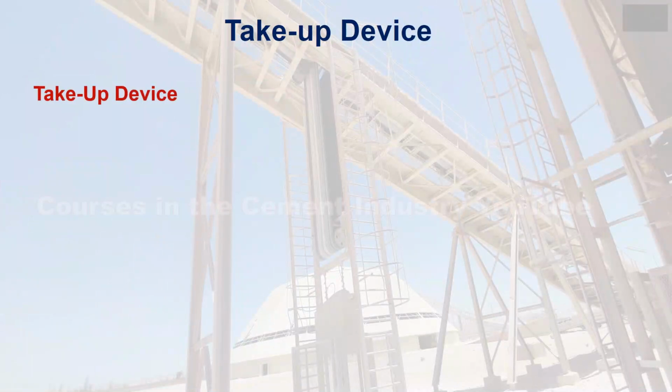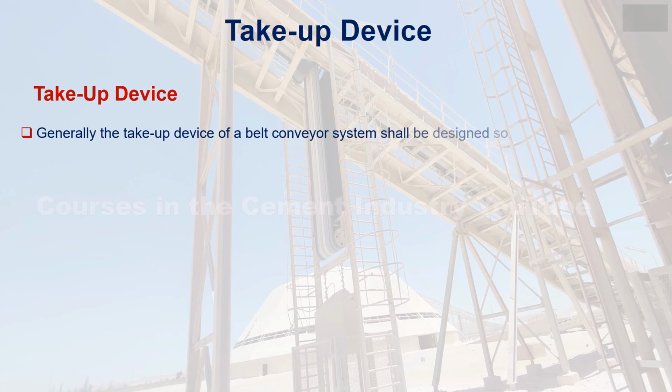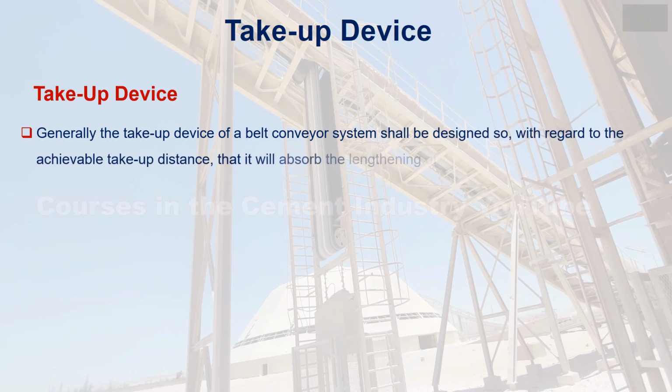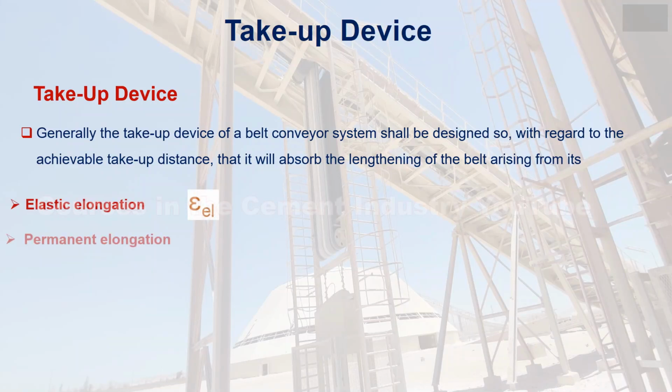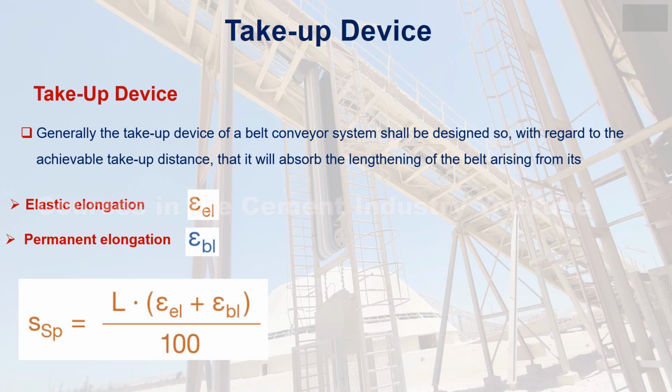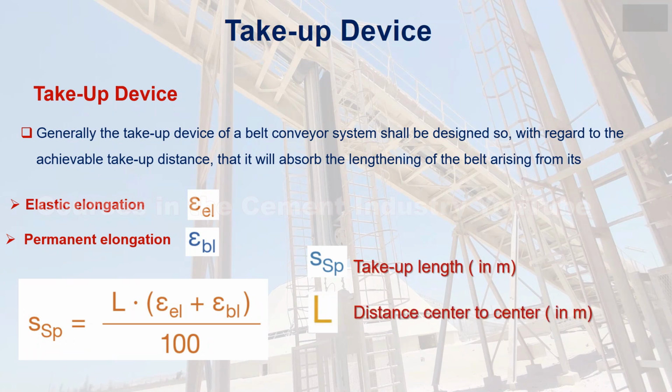Take-up device. Generally the take-up device of a belt conveyor system shall be designed so, with regard to the achievable take-up distance, that it will absorb the lengthening of the belt arising from its 1. Elastic elongation. 2. Permanent elongation. The main equation, equals. Where take-up length, in meter. Distance center to center, in meter. Elongation, in percent.